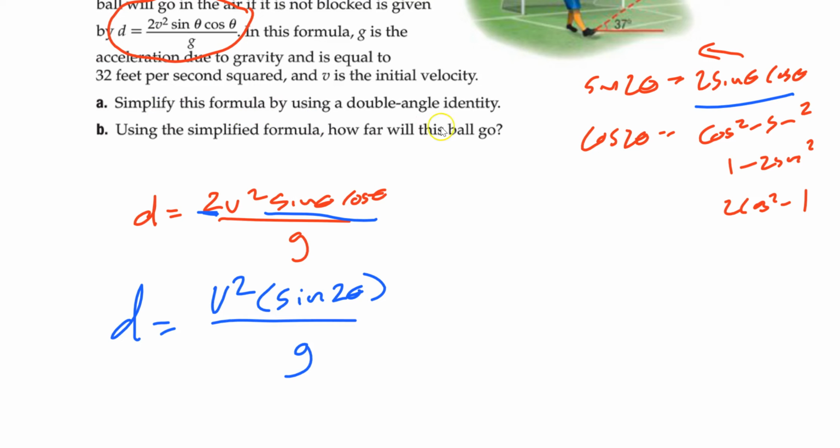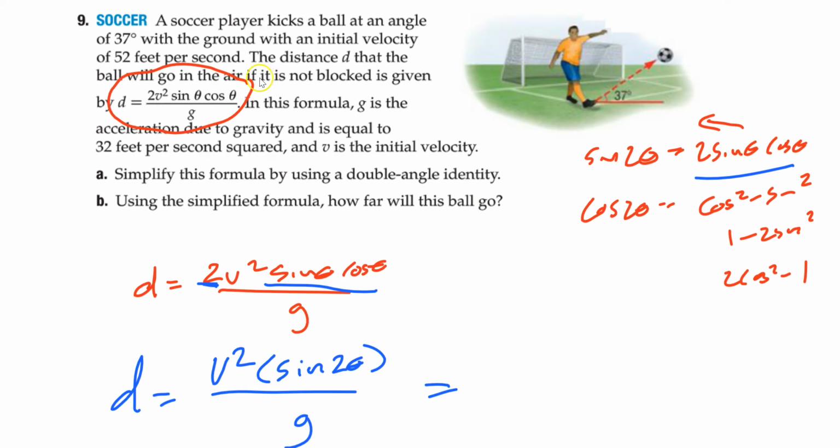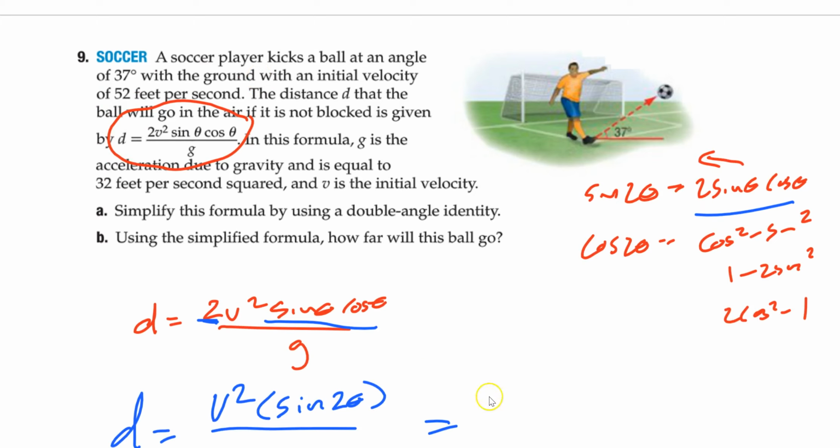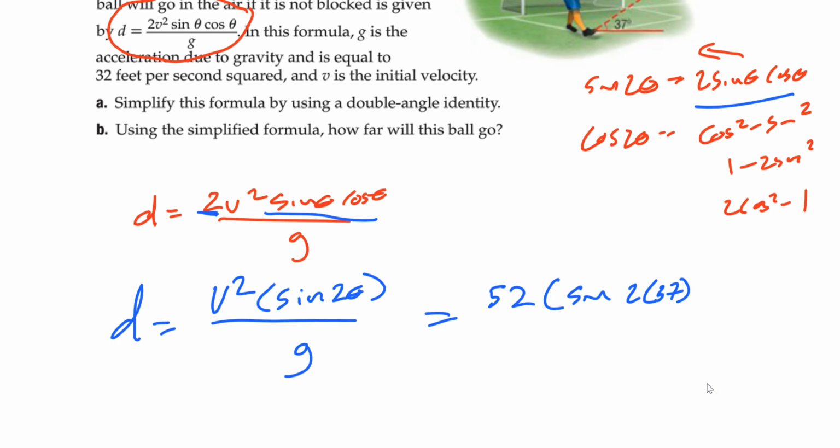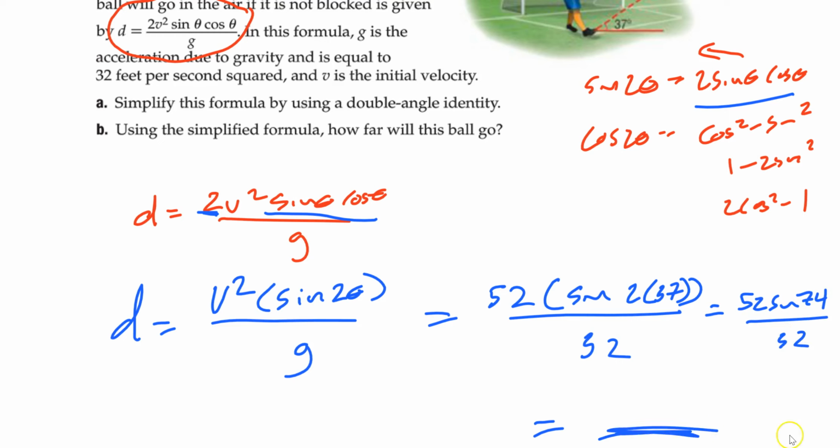Using the simplified formula, how far will the ball go? So we're just going to plug our stuff in. The initial velocity they tell us was 52 feet per second. So 52. The angle is 37. And then gravity is 32. So I'm going to get 52 squared sine of 74 all over 32. Put that in your calculator and you get an answer. And that's it.